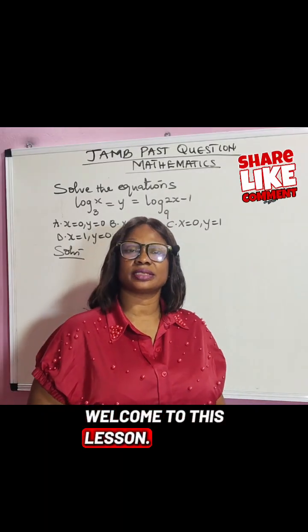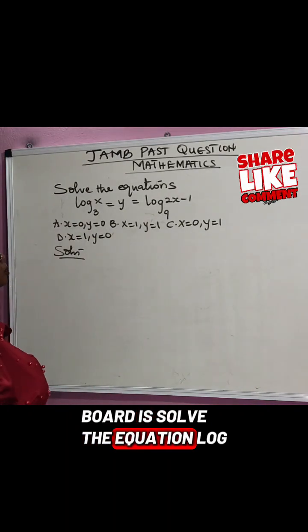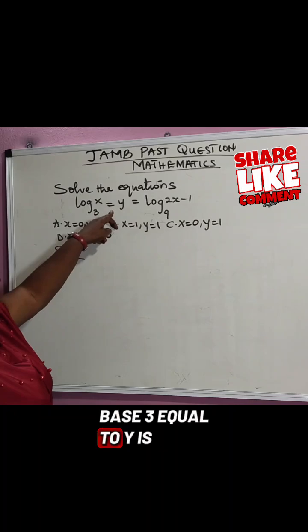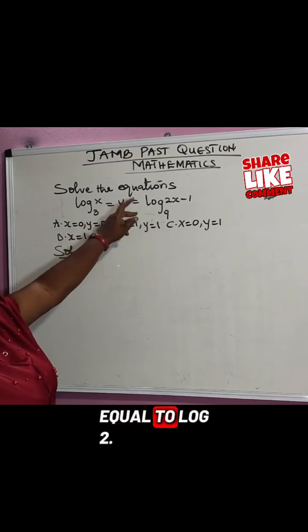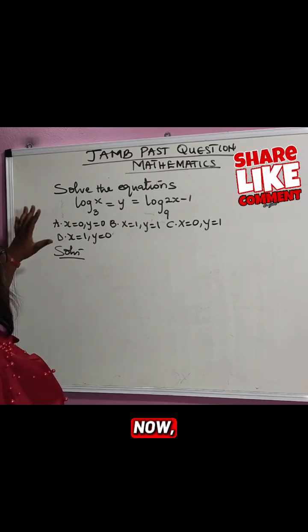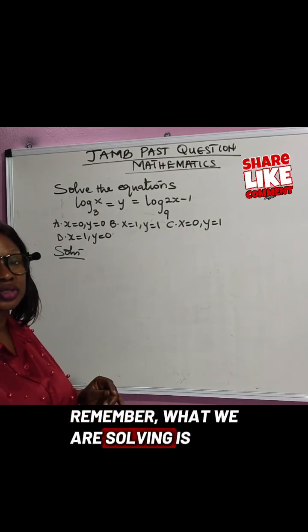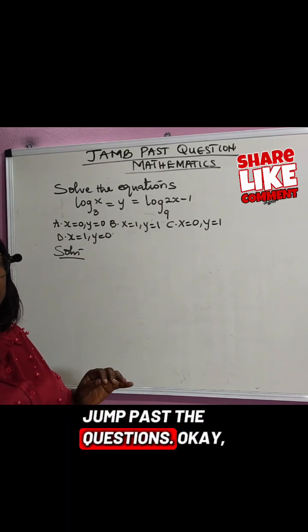Welcome to this lesson. The question we have on the board says, solve the equation log x base 3 equal to y is equal to log 2x minus 1 base 9. Now, these are the options we are given. Remember, what we are solving is JAMB past questions.